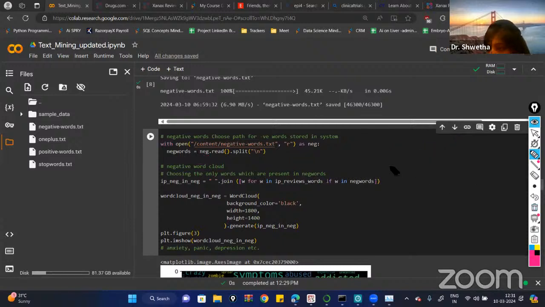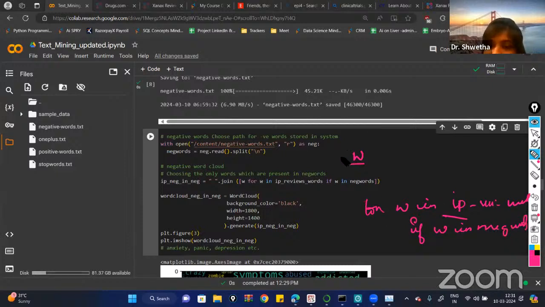Okay, so we want a word. This is again a list comprehension method wherein we are storing word for word in ip_review_words. So it will store only those words which are in the ip_review_words if they are also present, if w is also in neg words. Okay. Then only it will be put in the list w and then it will be joined.